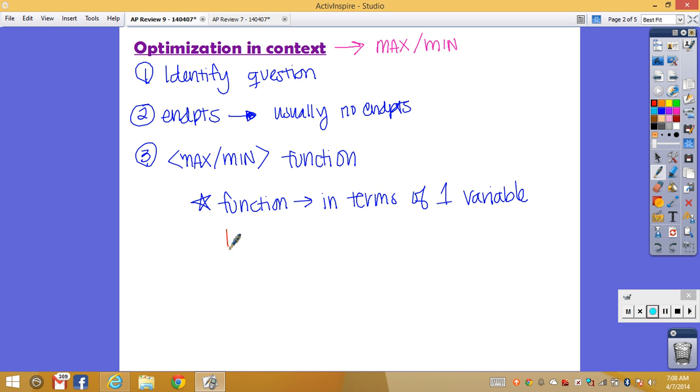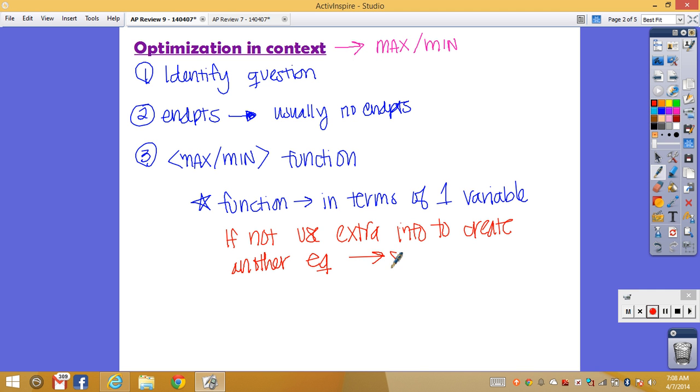If not, use extra information to create another equation and then substitute into the function. And the function I'm speaking of is this function here.